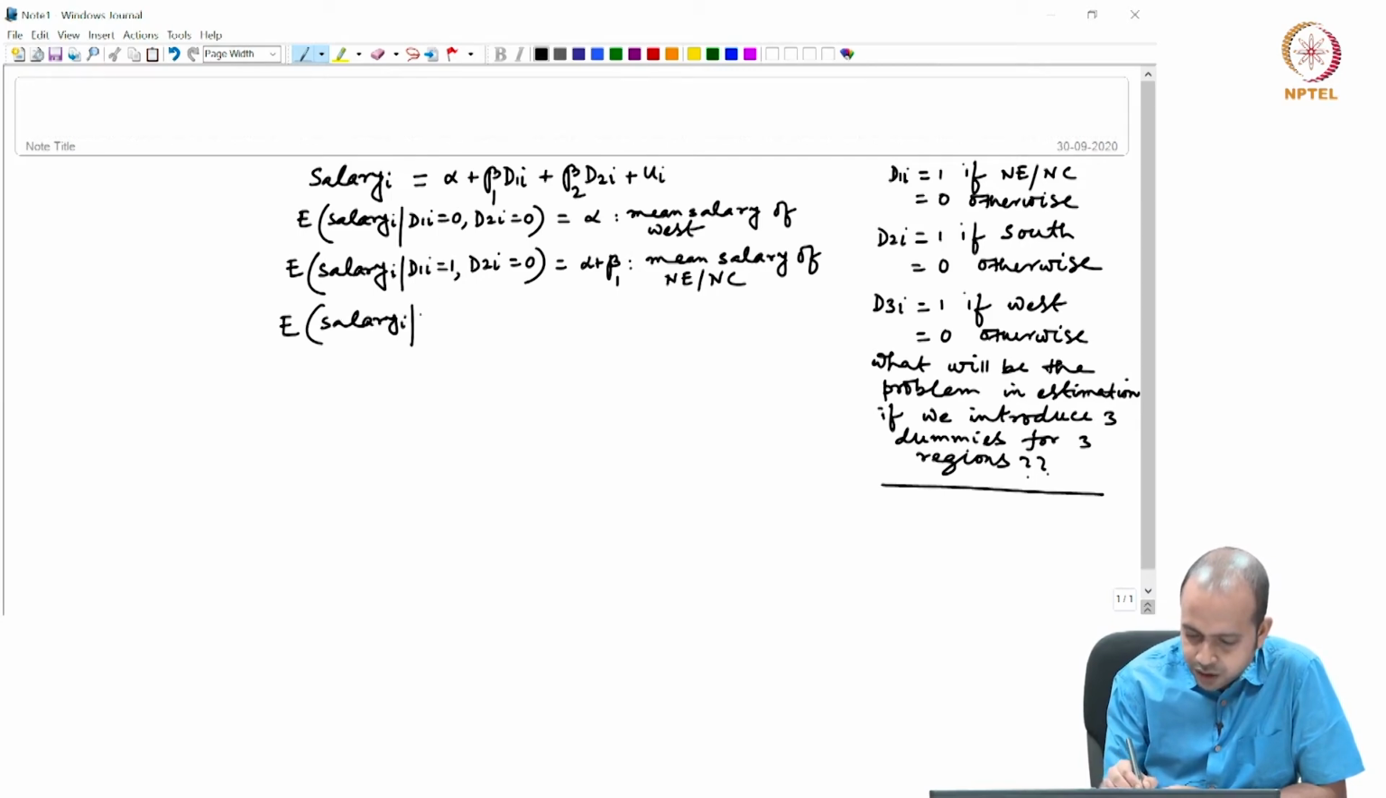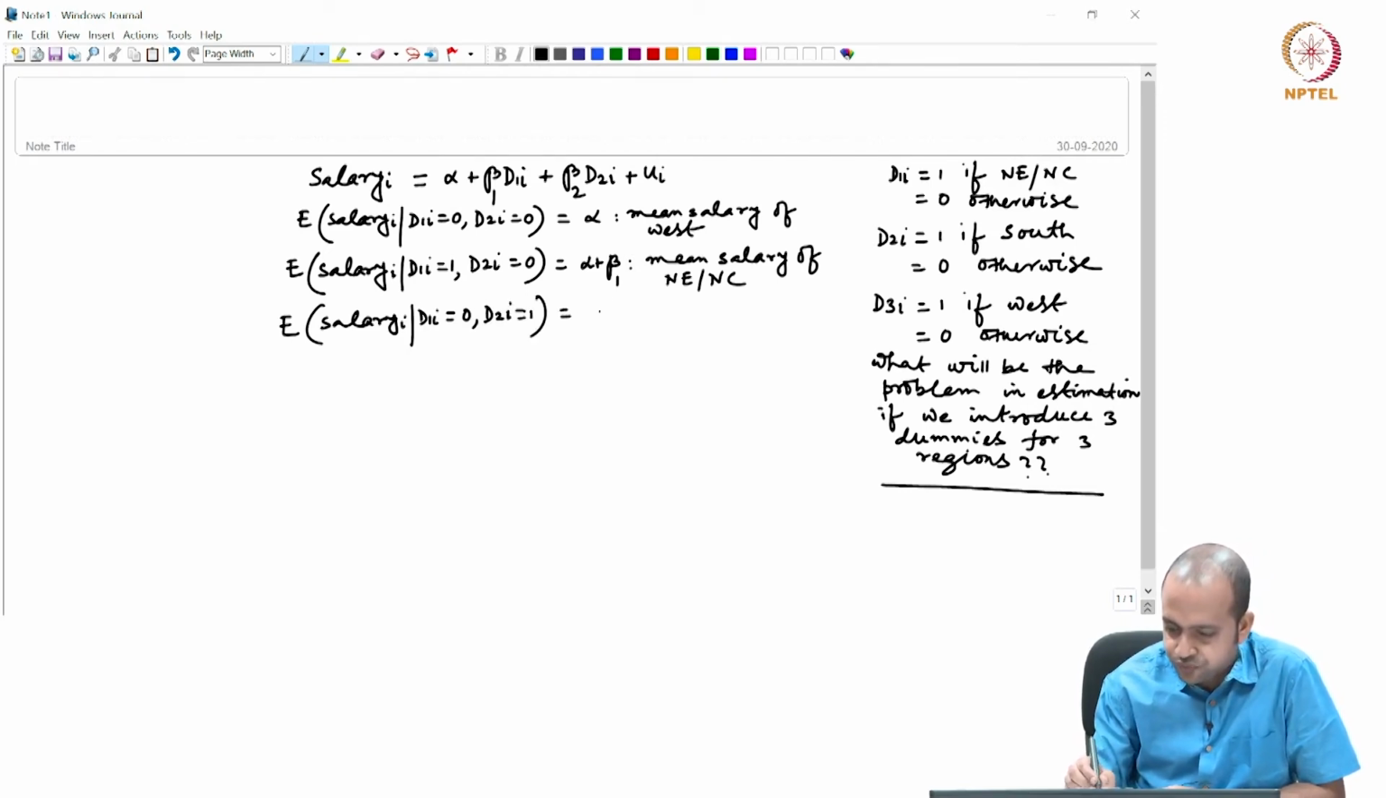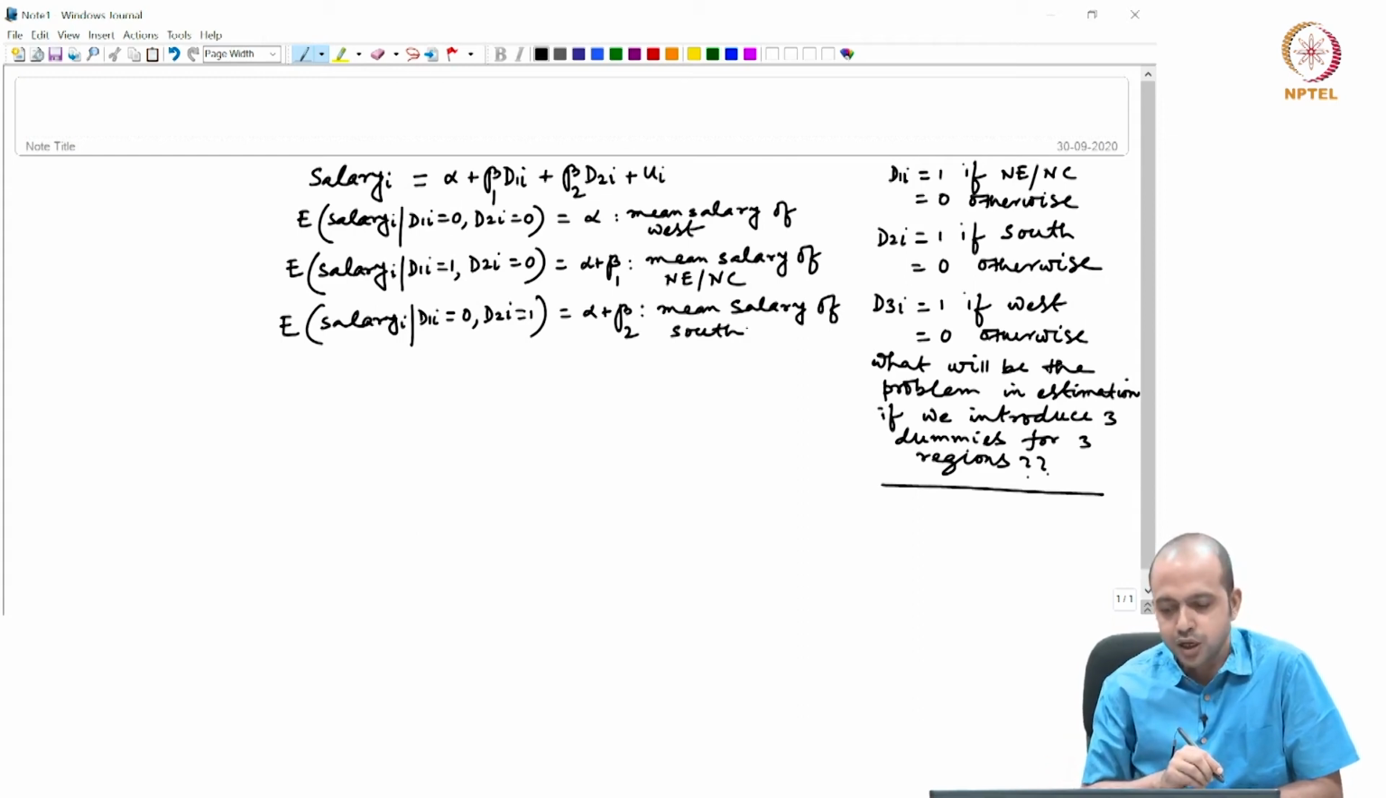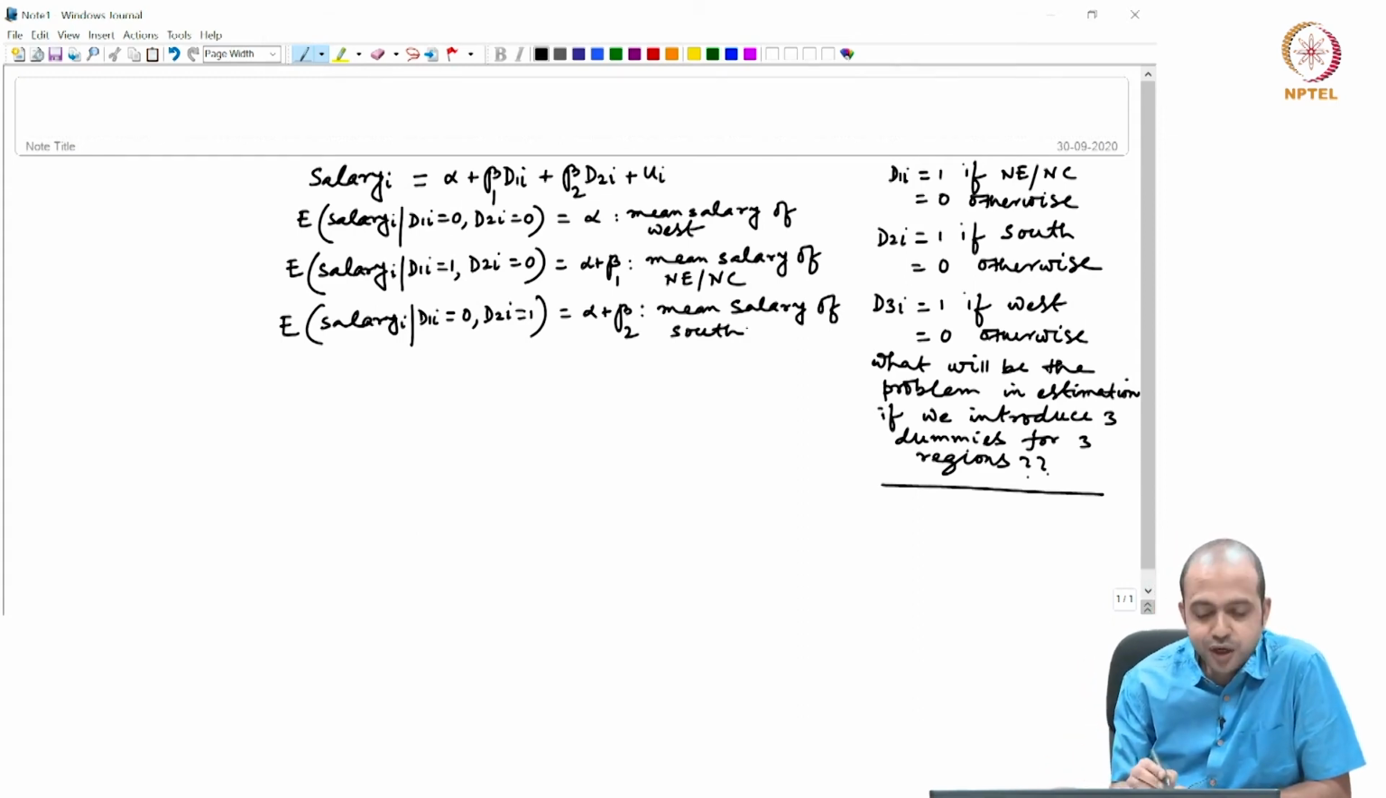And the expectation of salary given D1i equals 0 but D2i equals 1 will give you alpha plus beta 2. And alpha plus beta 2 is then the mean salary of south. Okay. Now, how will you derive beta 1 and beta 2?